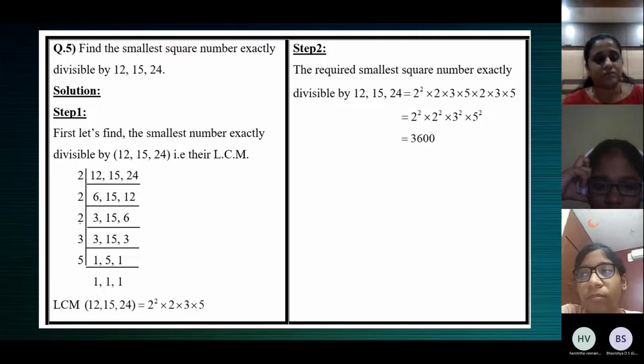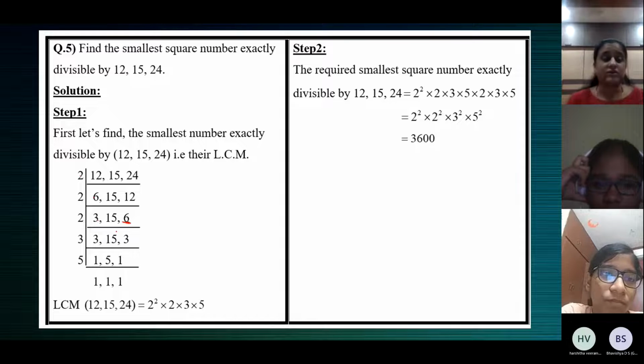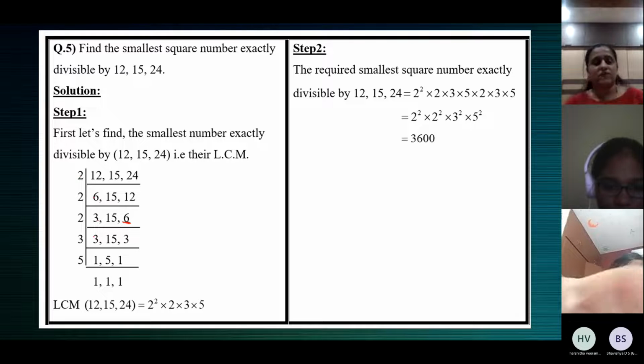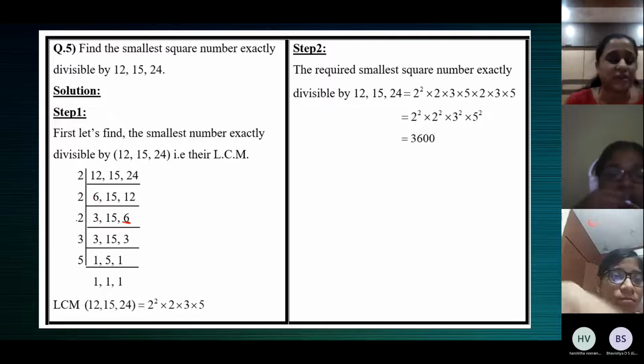Again take 2 because 6 is divisible by 2. At least one of the numbers should be divisible. If none of them is divisible, then you should not take that prime number.